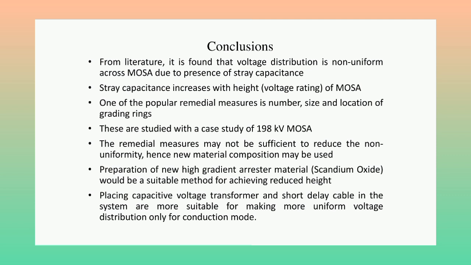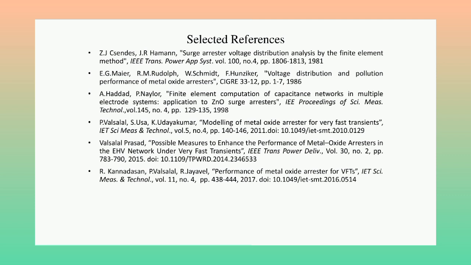Preparation of new high-gradient arrestor material, that is scandium oxide, would be a suitable method for achieving reduced height. Placing a capacitive voltage transformer and short relay cable in the system are more suitable for making more uniform voltage distribution only for conduction mode. These are all the selected references.